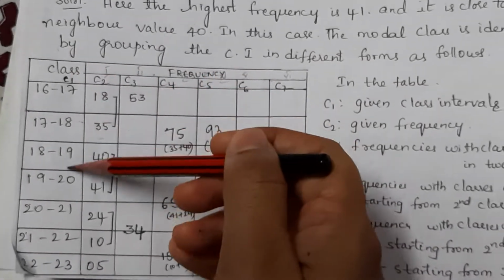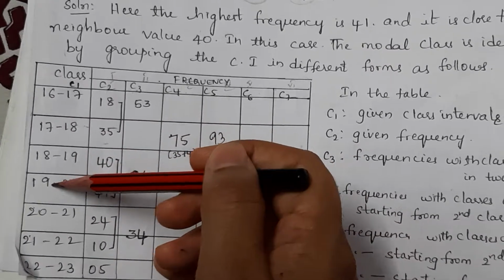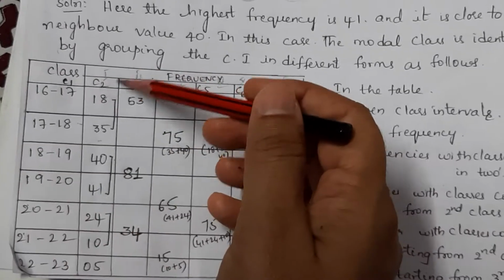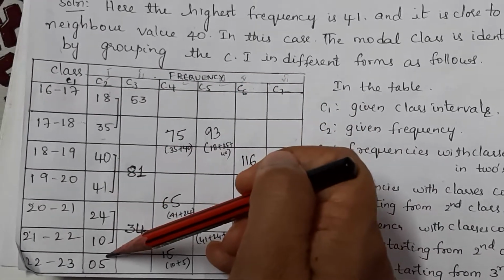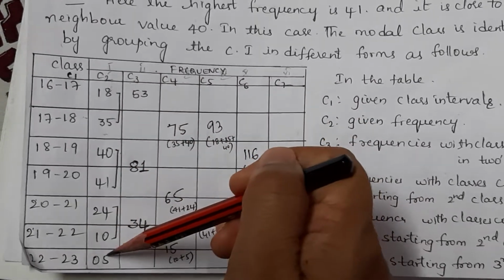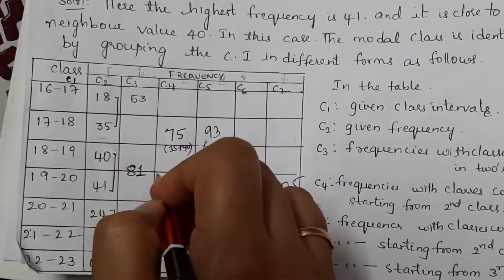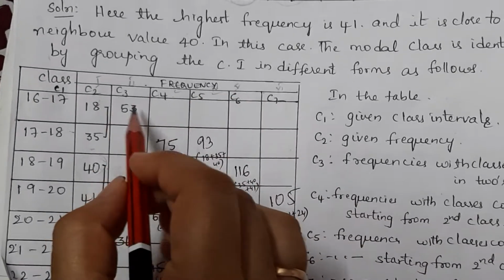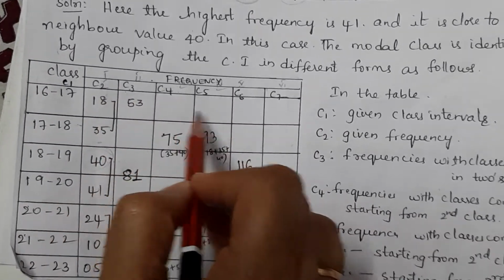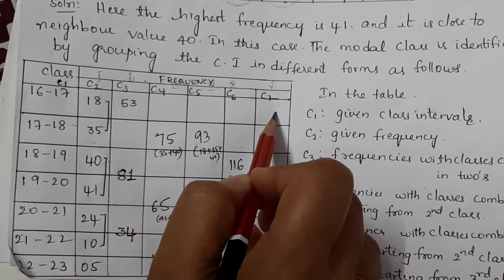So first we will write down the class intervals like this: 16 to 17, 17 to 18, 18 to 19, 19 to 20, 20 to 21, 21 to 22, 22 to 23. So we'll write down the corresponding frequencies like this: 18, 35, 40, 41, 24, 10, 5. Since this is very close to 41, we are using this method. So here we should write down 6 columns. So this will be called the first column. Remaining 5 columns we should write: second column, third column, fourth, fifth and sixth column.